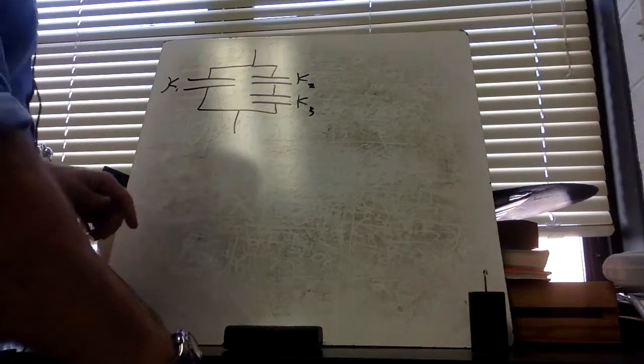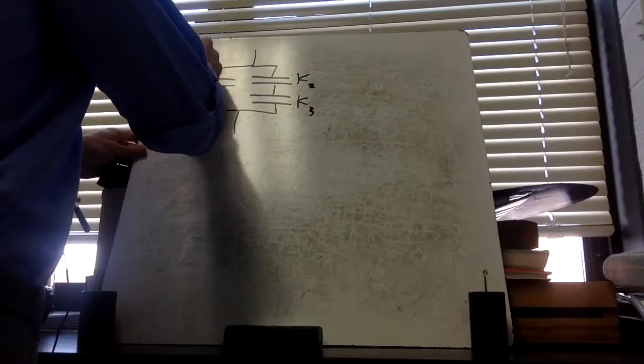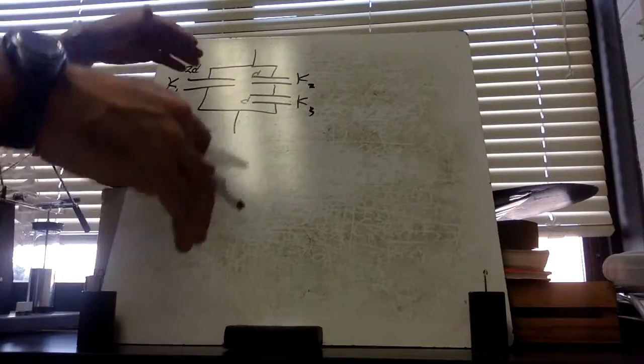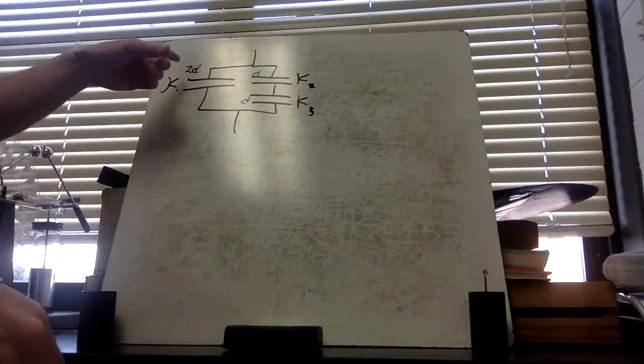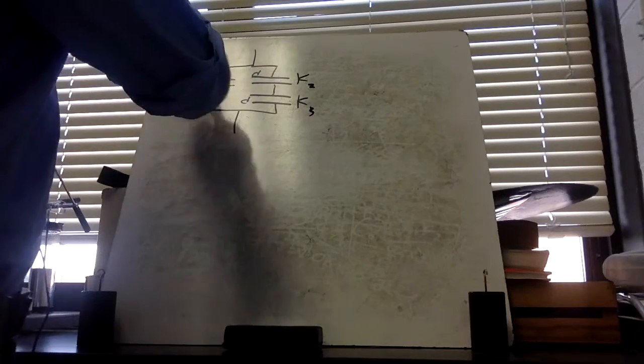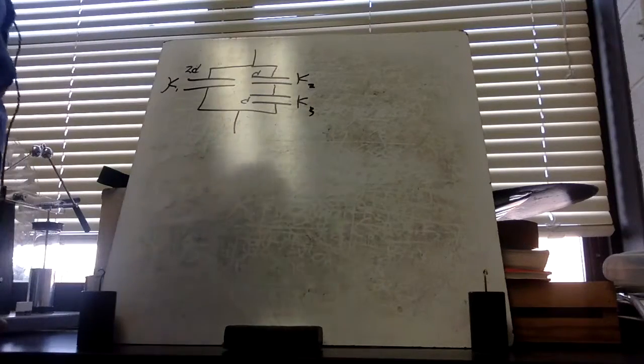Take careful note here, this is 2D, right? This one has distance 2D, and this is D, and this is D. All right, because before we had D, and then we were splitting it in half. But here, this one is 2D. And the areas, this is A over 2, and these are A over 2 also.